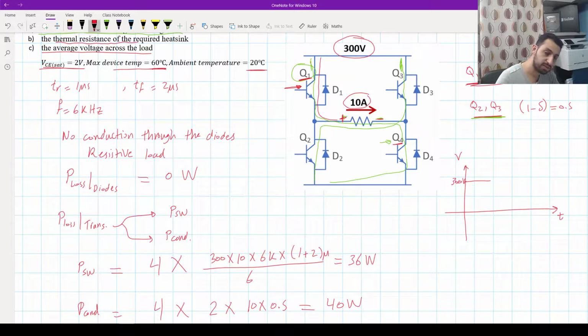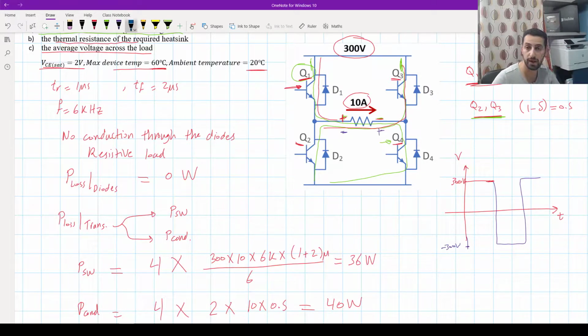And now after we finish the on time, Q2 and Q3 will come on, and now the current will go just in the reverse direction, giving us the positive and negative here. That means it will reverse the direction like this, like this. So this one is minus 300 volt. Okay, what is the average voltage for this waveform?